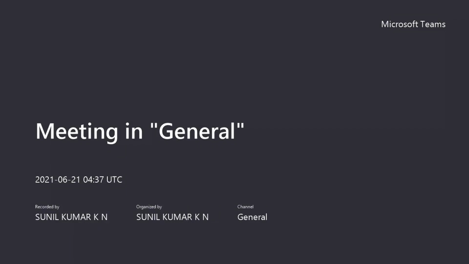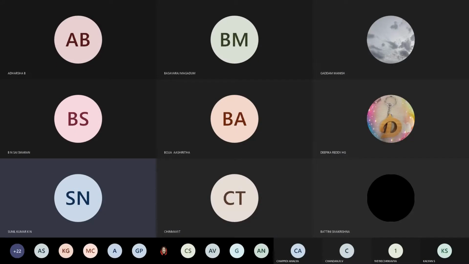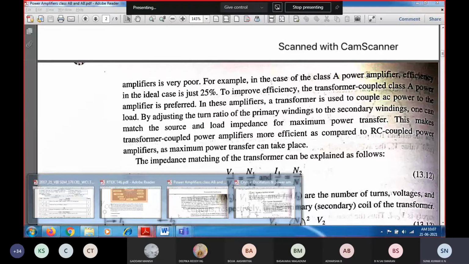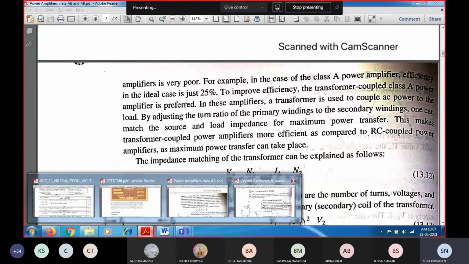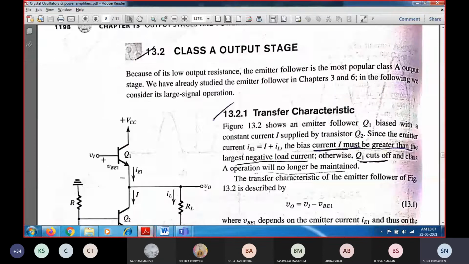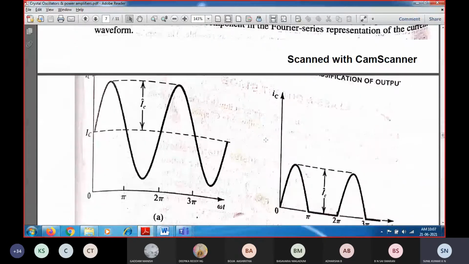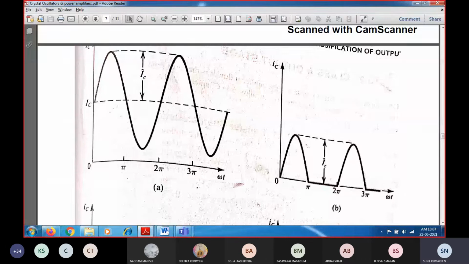Amplifiers. So we begin with the classification of power amplifiers. When we are discussing the power amplifier configurations, we have come across 4 different types of output stage, which can be classified into 4 different types of power amplifiers. They are the Class A power amplifier, Class B, Class AB, and Class C power amplifier.